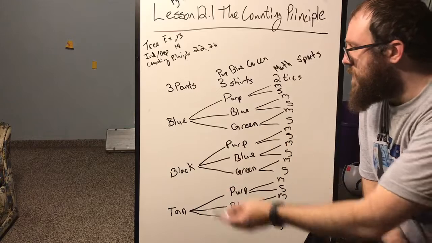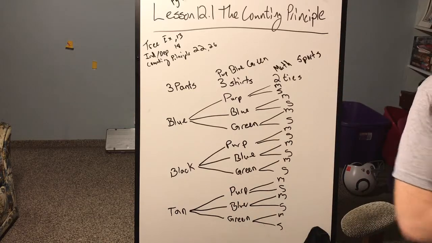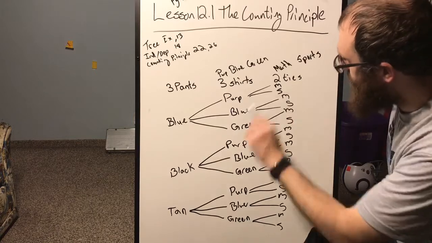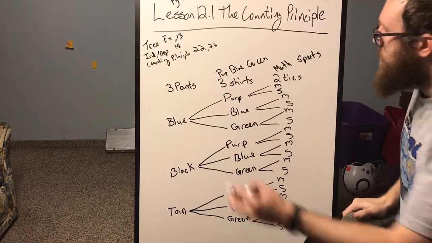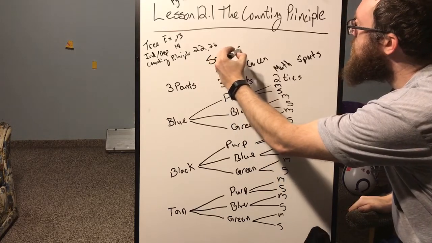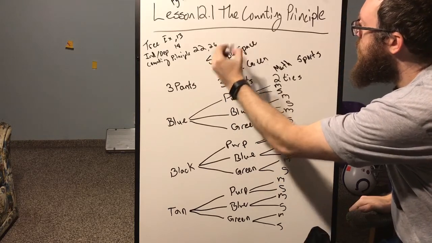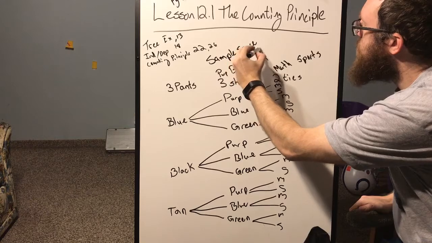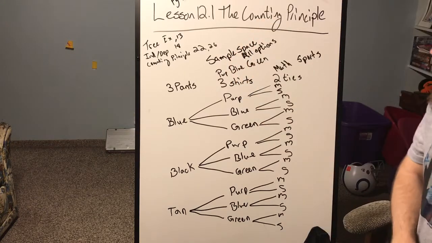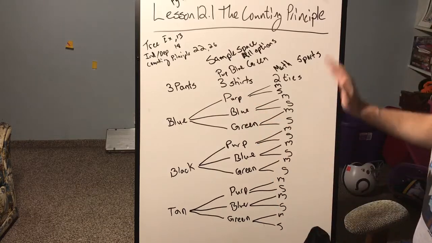This is what's known as a tree diagram of my situation. It highlights the entire sample space. Sample space is all of the options. So if the book mentions sample space, that's all options that I have. And so if I go in here, I can find all of these different options.